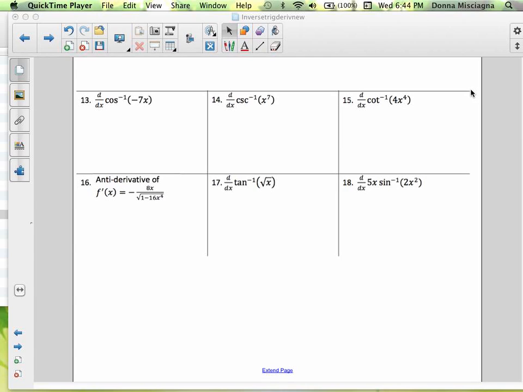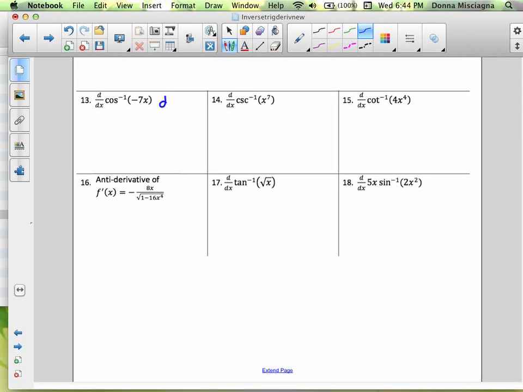All right, so we want to find the derivative of arccos of negative 7x. So we need to take the derivative of the inside. The derivative of negative 7x would be negative 7. So dy/dx equals negative 7, because the derivative for arccos is negative, divided by the square root of 1 minus negative 7x all squared.